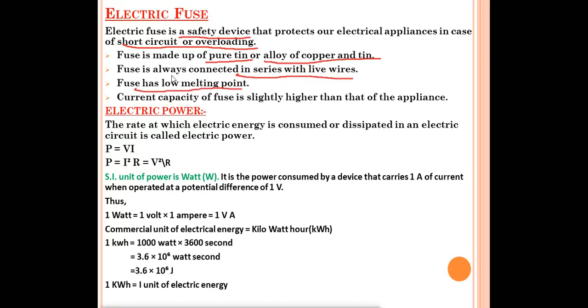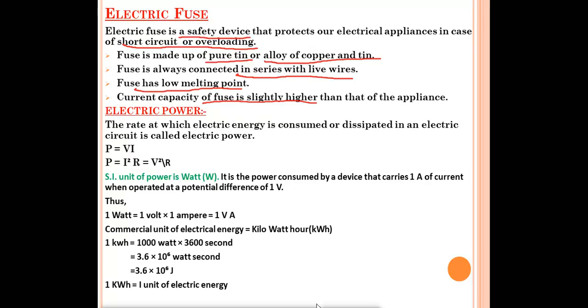Why does a fuse have a low melting point? Suppose overloading or a short circuit occurs, then what will happen? The fuse will melt and break, and the power will be cut off, so that our appliances will be protected. The current capacity of the fuse is slightly higher than that of the appliances, so it can carry more current than our appliances. So this was all about our fuse.